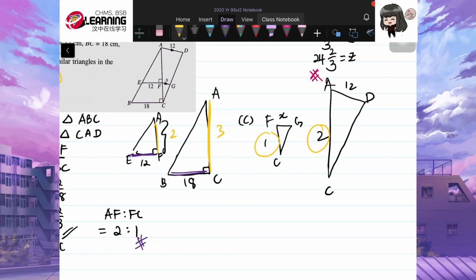So the ratio of FC to AC is the same as FG to AD, right? The yellow one and also the blue one. So we write the ratio of FC to AC is equal to the ratio of FG to AD. So FC is 1, AC is 2, according to here, equal to FG, which is x, and AD is 12.